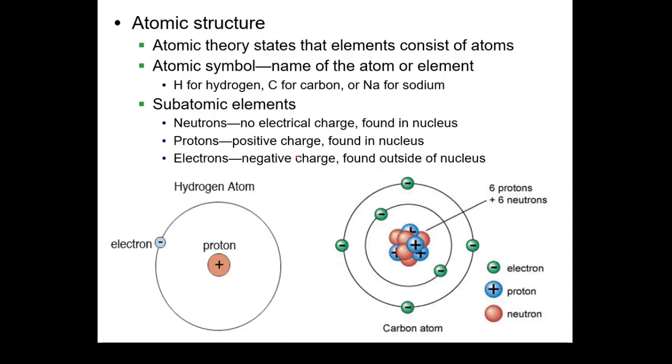So all of these elements are made up of atoms. And a lot of times we use atom or element interchangeably. So like hydrogen is an element and it's also the name of the atom. So atoms are made up of 3 subatomic particles. And you have certainly seen these before, but let's review.